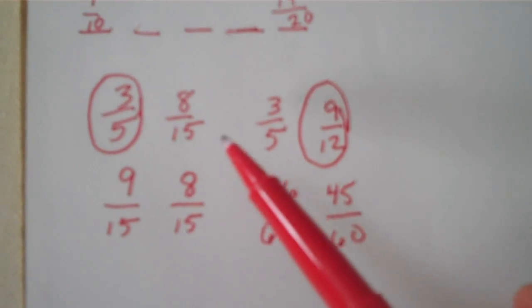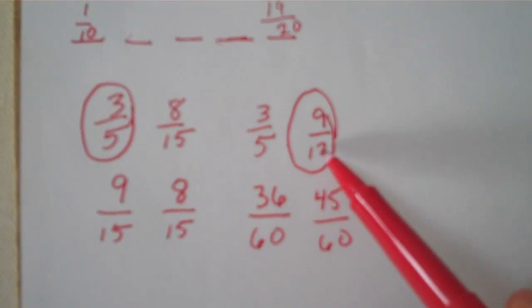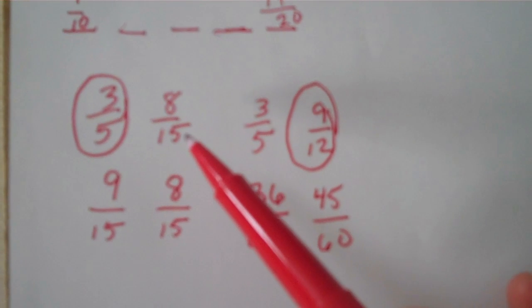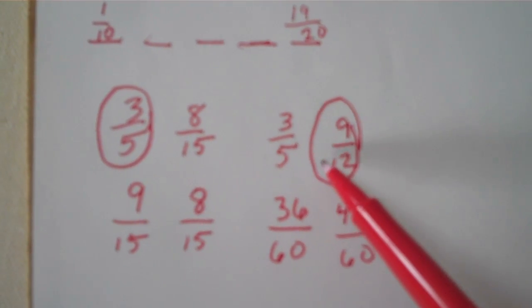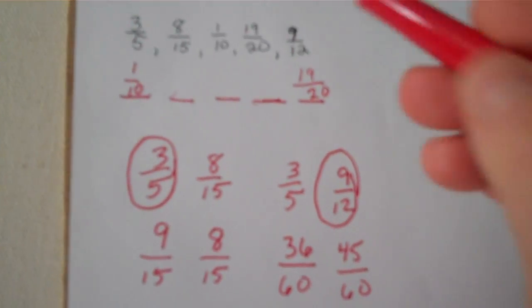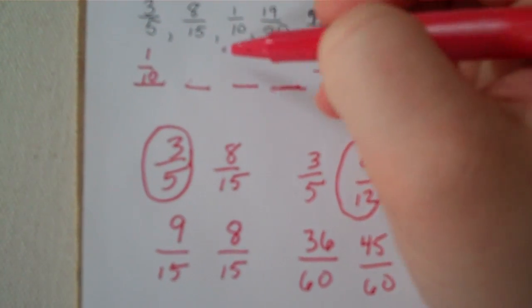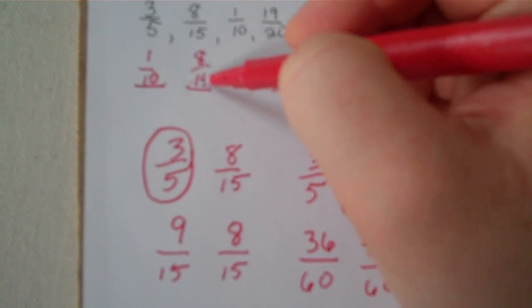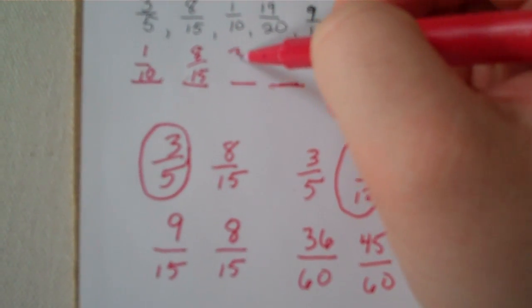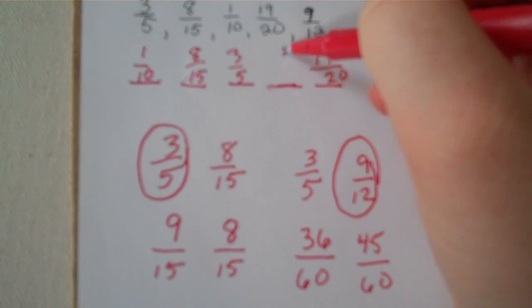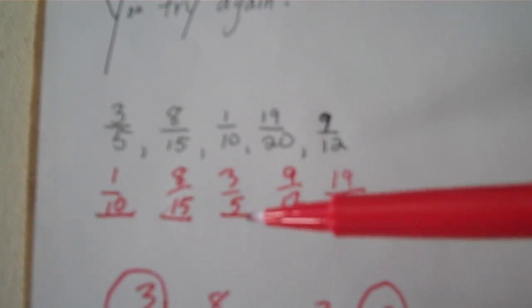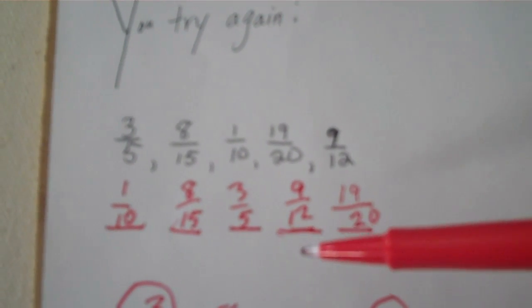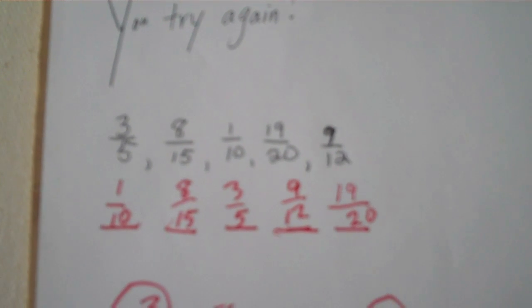I don't have to compare 8/15 and 9/12. I know that 8/15 is smaller than 3/5, and 3/5 is smaller than 9/12. So I can fill that in. 8/15 is the smallest, 3/5 is next, and 9/12 is the biggest. 1/10, 8/15, 3/5, 9/12, 19/20. All done.